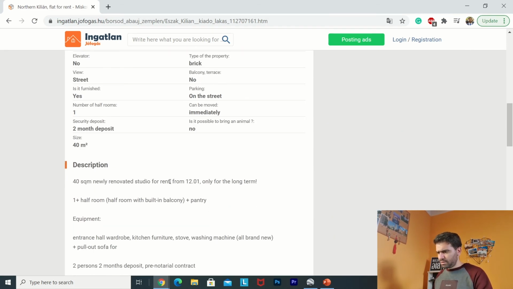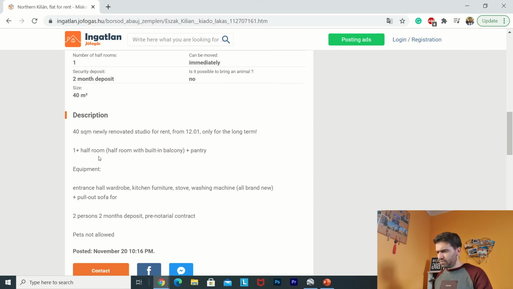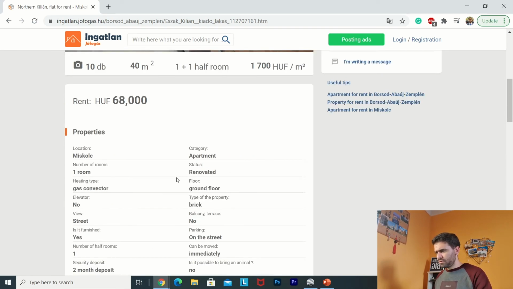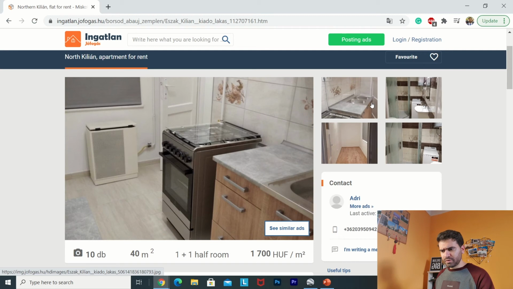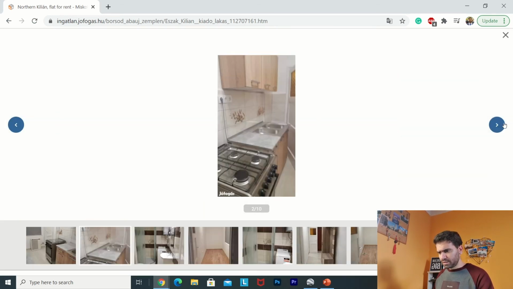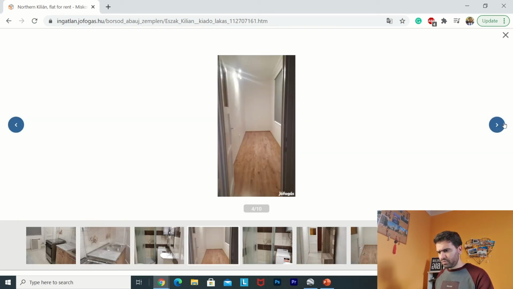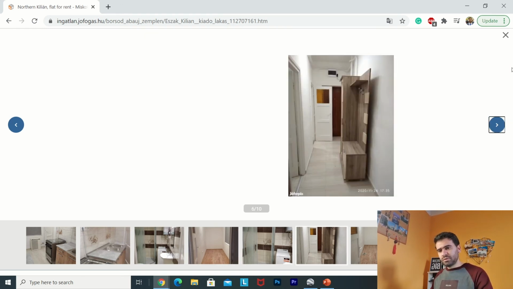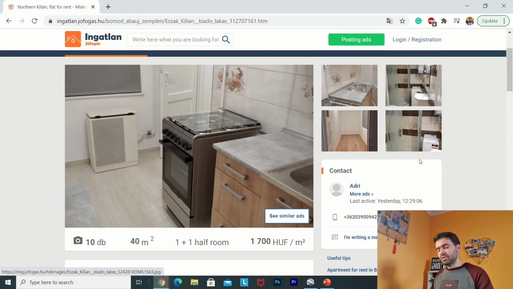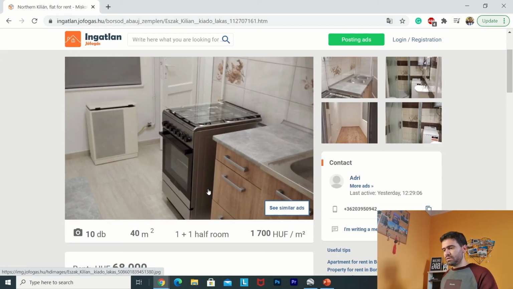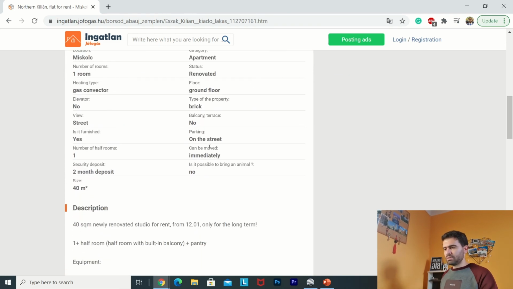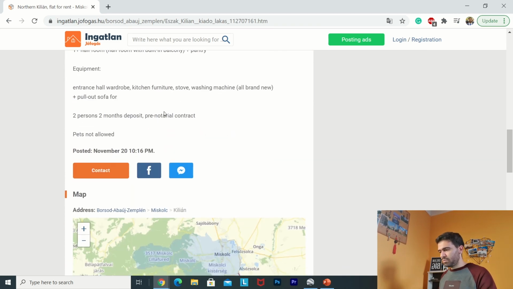And as you can see, 1 plus half room, so this is a room and a half. So let me show you how this half room looks like. Technically, a half room is like this. It's for just a bed, so it's small. I didn't calculate it, but it's a small room. But this looks good. Anyway, so this is the first option, is to look here and send people. Now it's unlimited, so you can just keep sending people.